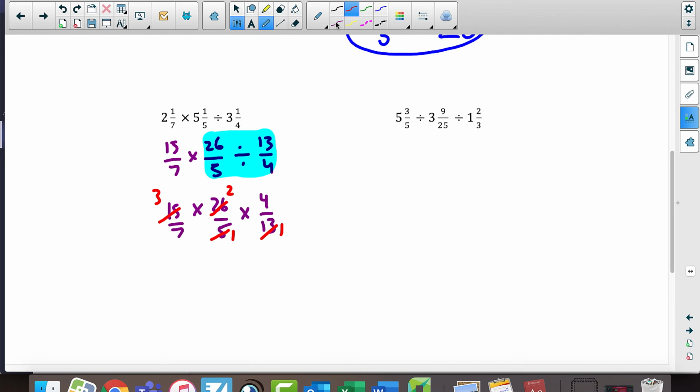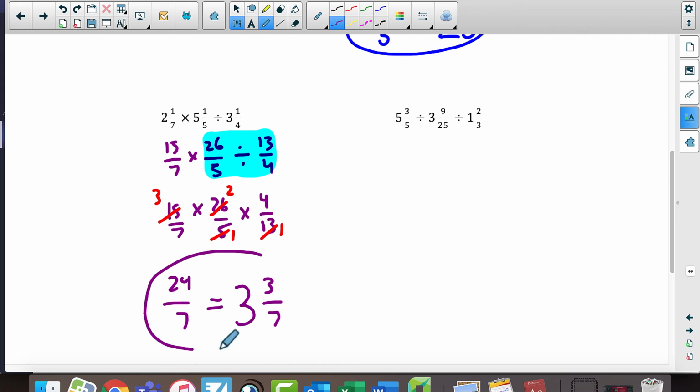So not the easiest one here. Across the top I have 3 times 2, which is 6, times another 4 is 24. And across the bottom I have 7 times 1 times 1, which is just 7. This answer is good. Or 7 goes into 24 3 times. That gets me up to 21. So I need 3 more to get up to 24. The denominator stays the same. Both are great.